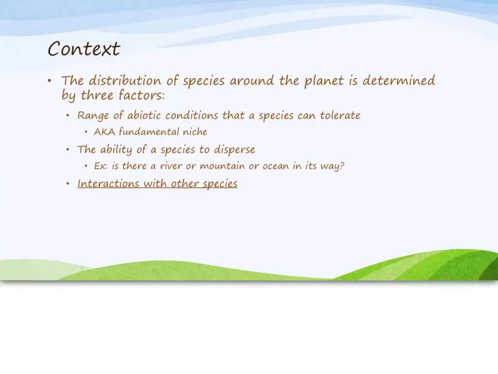Alright, so here's some context. Species interactions fall under the idea that the distribution of species around the planet is determined by three factors. The first one is the range of abiotic conditions. The second is the ability of a species to disperse. For example, is there a mountain range in their way, or is the Pacific Ocean keeping it from going from Australia to California? And the final thing is how it interacts with other species. So that's what we're going to be focusing on today, is interactions with other species.